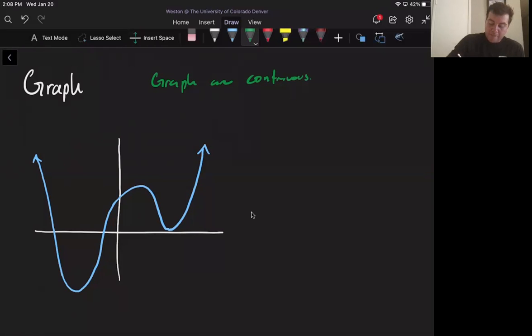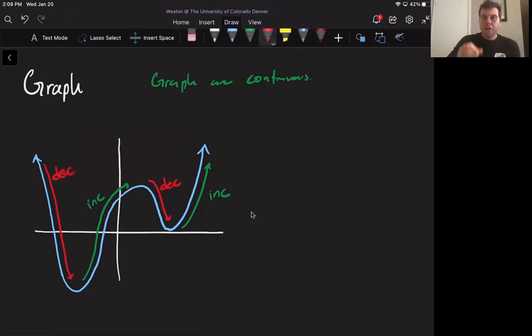In this graph, we have 2 intervals where the function is increasing. If we remember, a function is increasing on an interval if the graph is going up. So as we move towards the right, the output of the function is getting larger and larger. And we also have 2 intervals on this graph where the function is not increasing. Hopefully you remember that that means the function is decreasing. So as we move towards the right, we're getting smaller and smaller numbers.